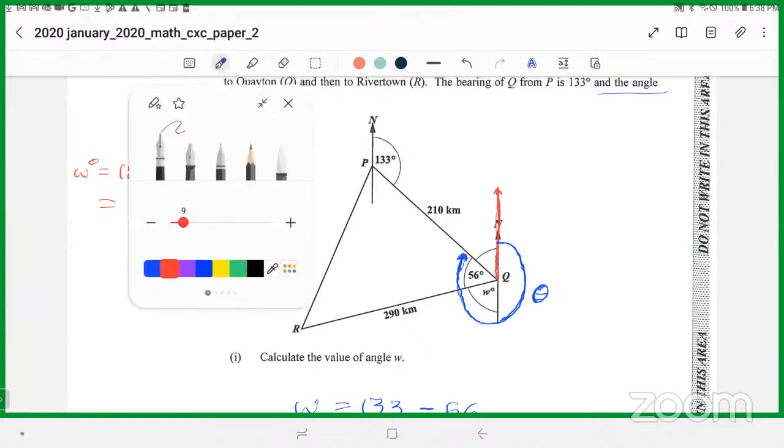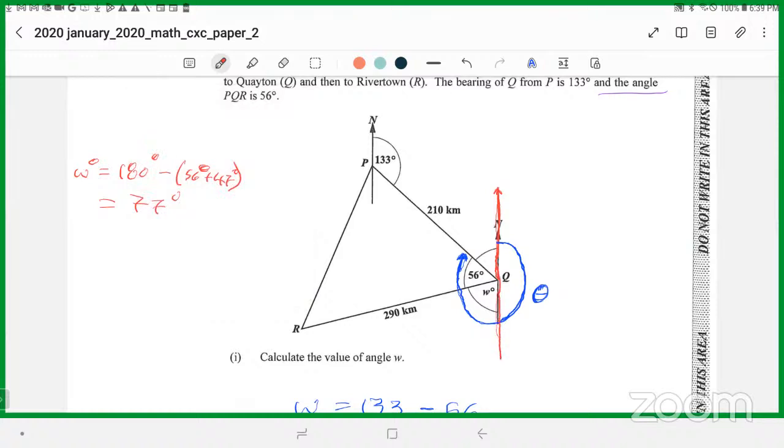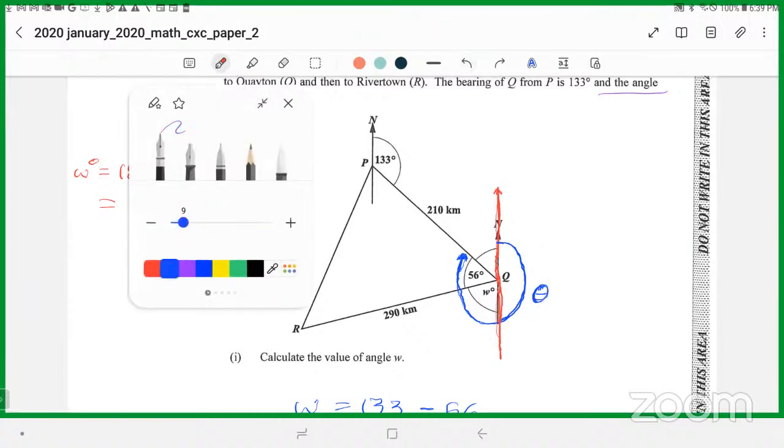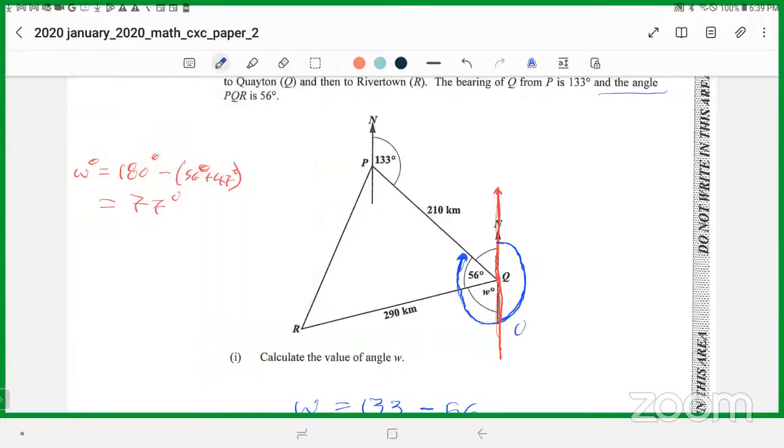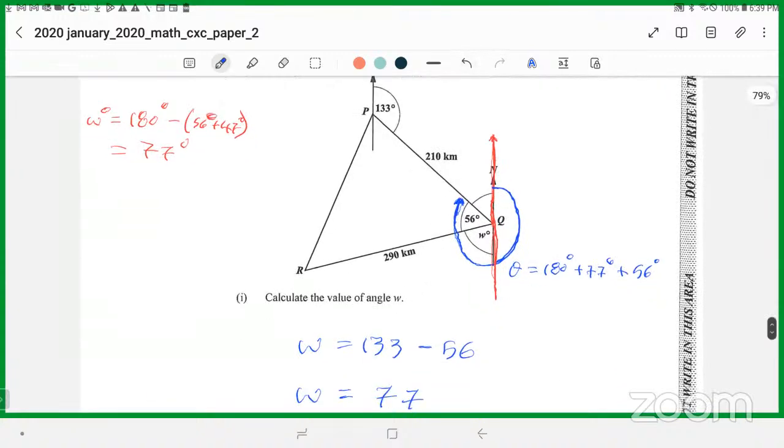Okay. So it's basically saying you take this blue angle and you break it, like so. From here to here is 180, and then from here to here is the W plus 56. That's what you're basically saying, right? Good. So this bearing angle theta is 180 degrees, that's a straight line to here, plus this W, which is 77, plus this 56. That gives it a bearing.